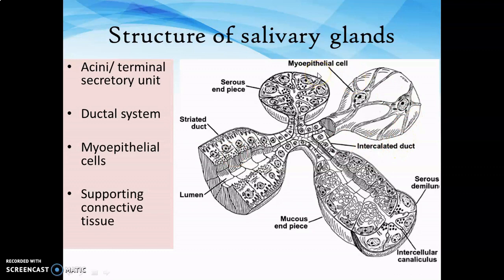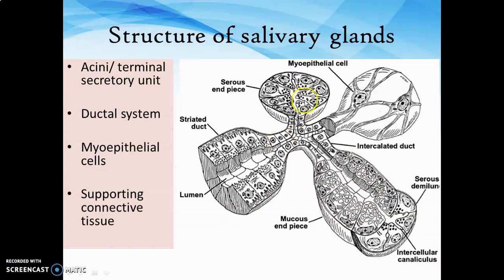An acinus is the basic functional unit of salivary gland and its terminal secretory unit. There are two basic types of acini. One is serous acini, the other one is mucous acini. The secretions of both differ. Secretions of serous acini are more enzymatic and less viscous in nature, whereas mucous acini or mucous cells produce viscous carbohydrate-rich secretions.